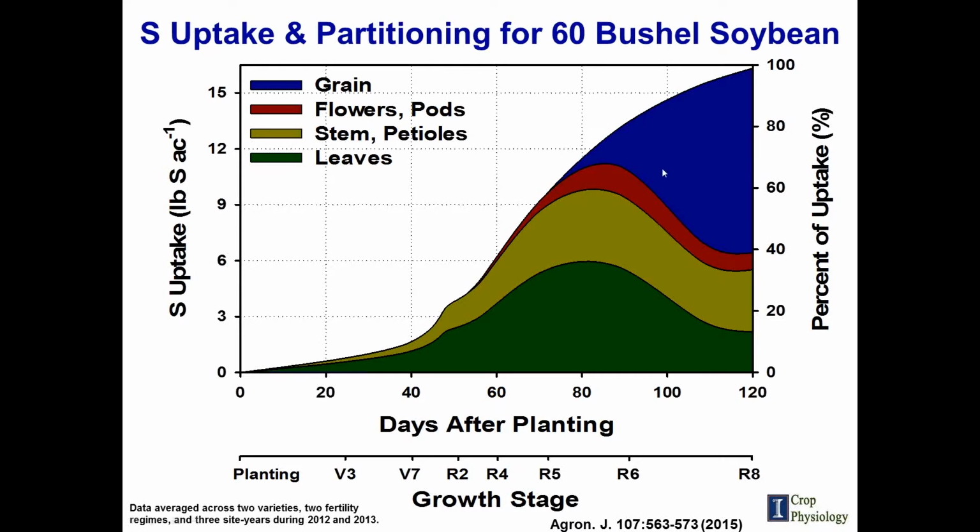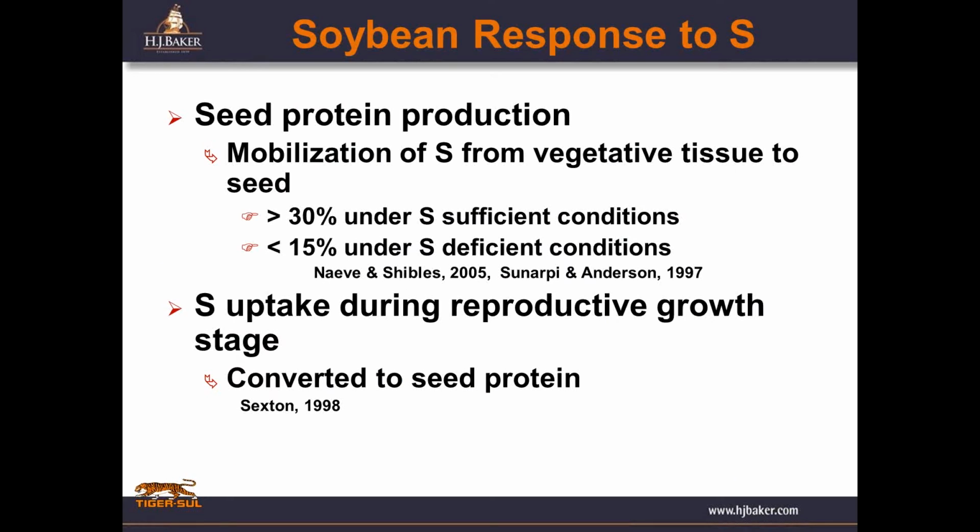Then the remaining 35% of that sulfur has to come through the plant root system later in the growing season. When I say later, we're talking about between R6 and R8, which is at maturity. So very late in the growing season, approximately 35% of the sulfur is going into the seed during the latter part of the maturing process.